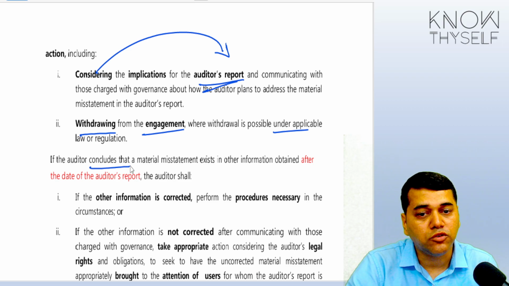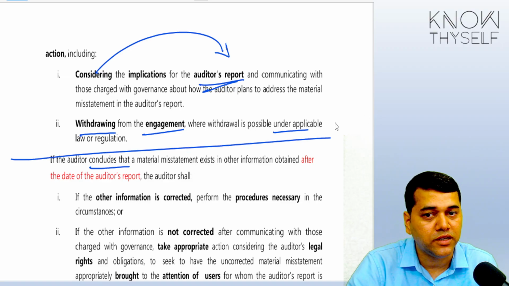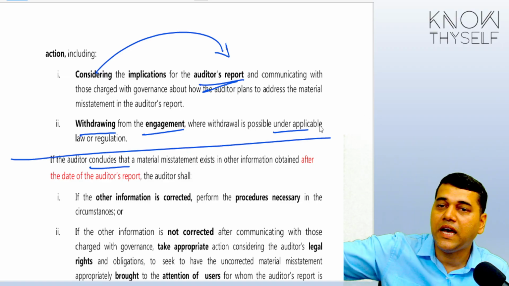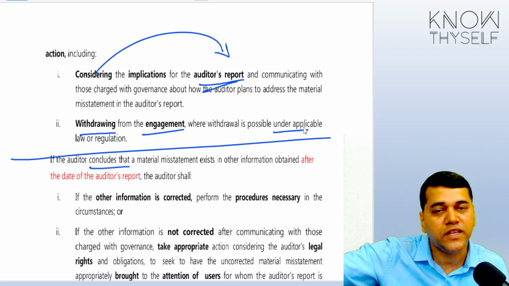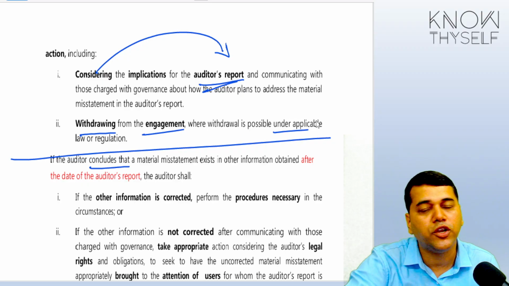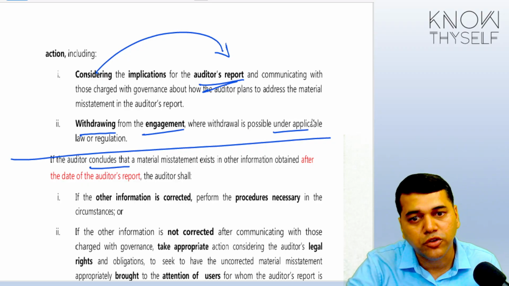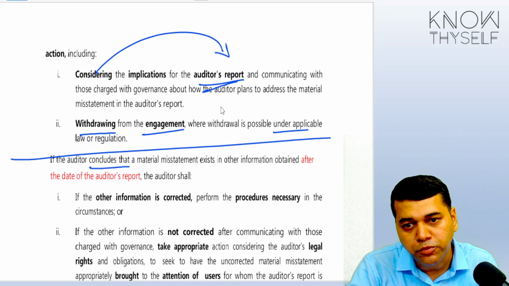I hope you are clear. If the problem is with the annual report, first ask the management to correct it. If they correct it, verify it. If they don't correct it, you will communicate to TCWG. If TCWG is also not going to act, then either you modify your report or withdraw from the engagement.